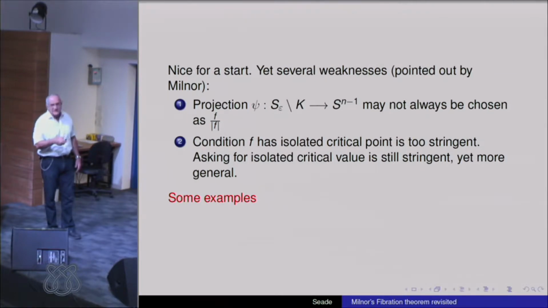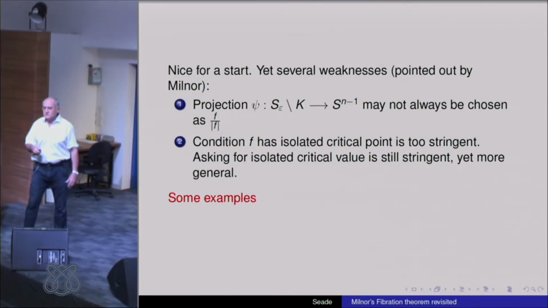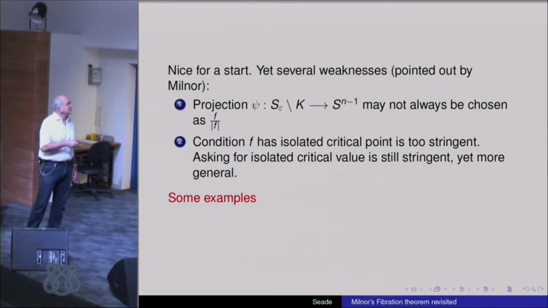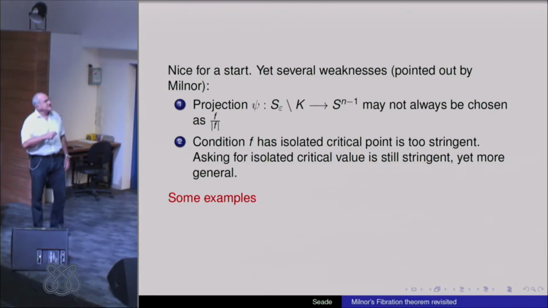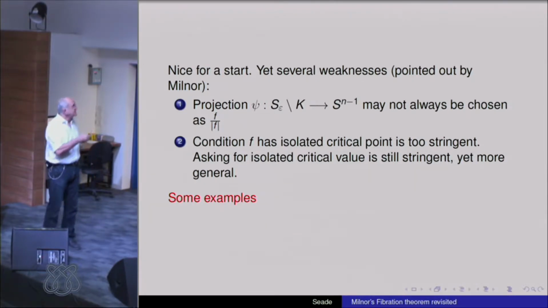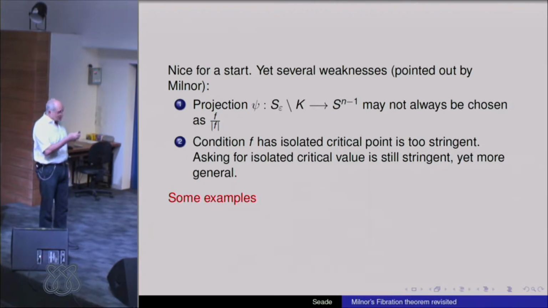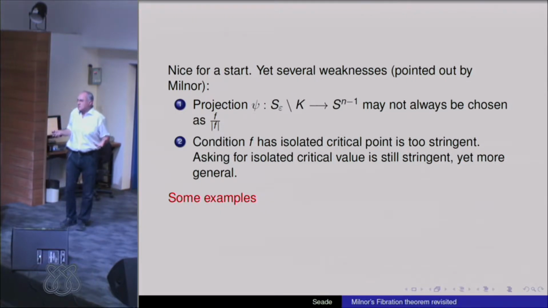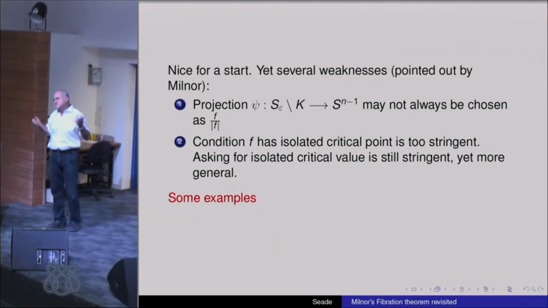So this is a very nice theorem for a start, but as Milnor himself pointed out in his book later, there are several weaknesses, and two of the weaknesses Milnor mentions. One is precisely what I said just now, that the projection map may not always be chosen as this one. So you don't know in general what function this is. And if you don't know what function that is, it's very hard to work with it. You know it exists. Very good.